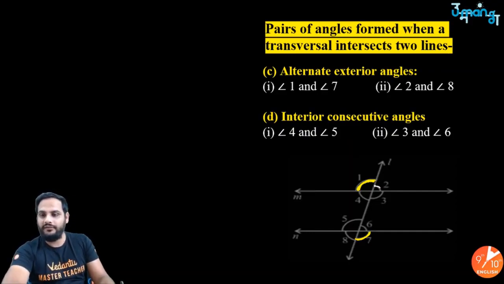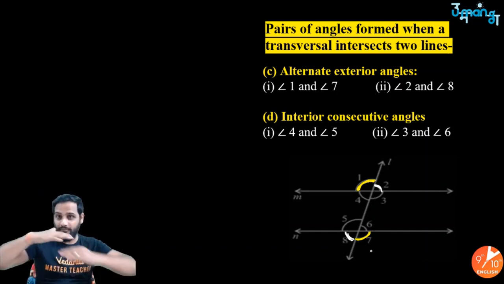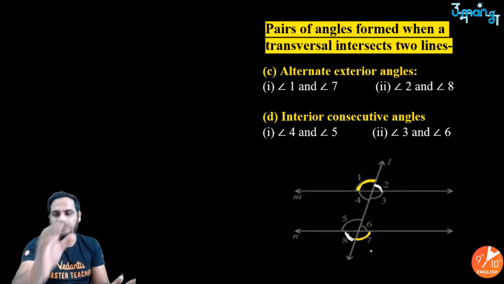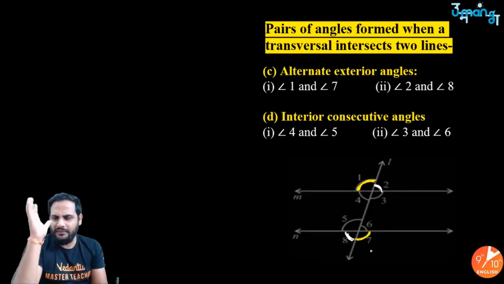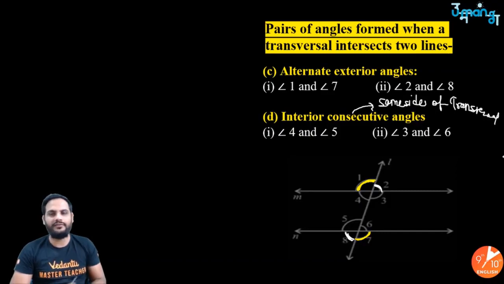The other pair will be angle 2 and angle 8. They are also on the opposite sides of the transversal, and both are exterior angles. So that will be your exterior alternate angles. Got it? So by name you can understand the meaning. Same way, find out the meaning of consecutive. Consecutive means what? Same side of transversal. Okay?